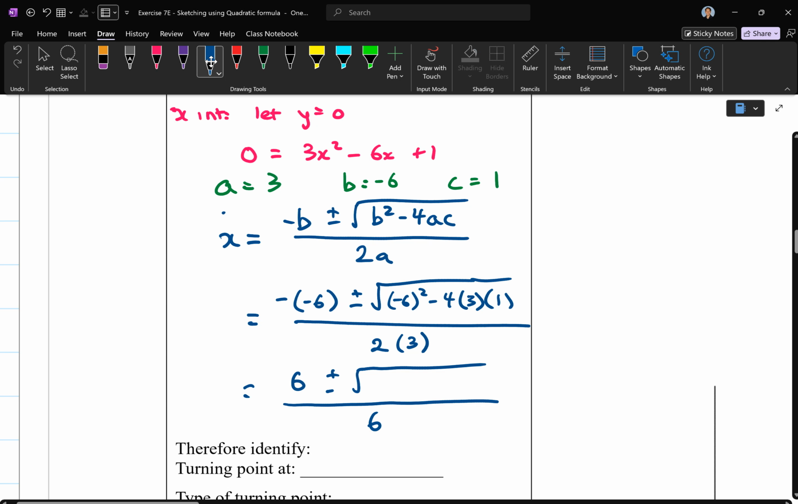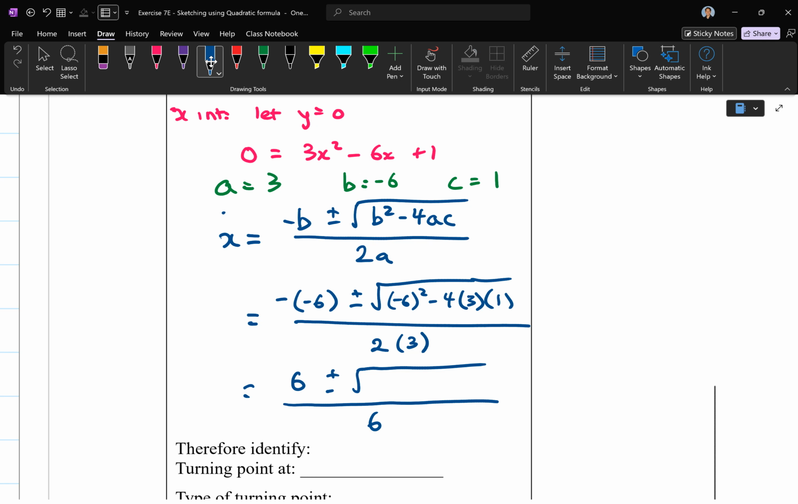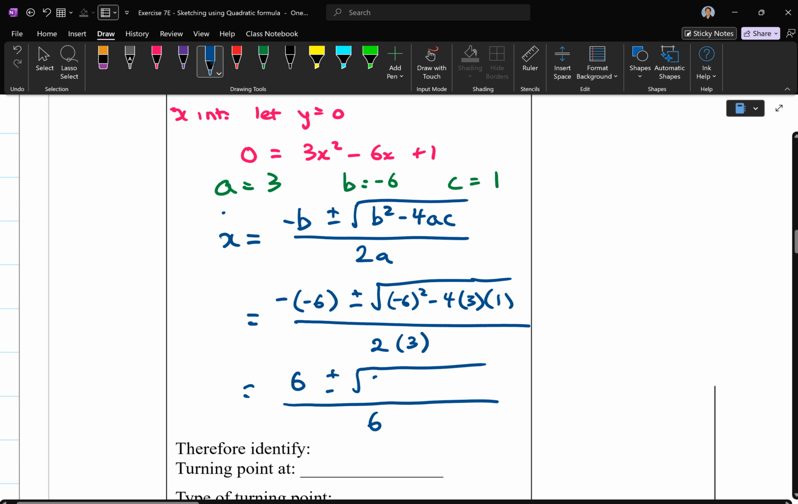Give you a bit of time to catch up. Negative 6 squared is 36. Minus 4 times 3 times 1. 4 times 3 is 12. 12 times 1 is still 12. Your job is just to figure this out on your calculator.